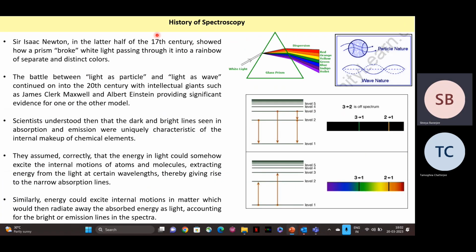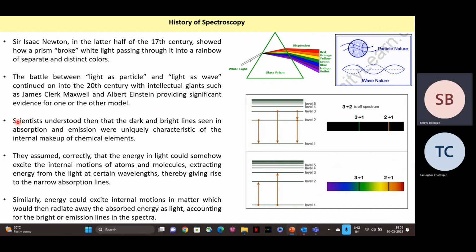So, in the history of spectroscopy, we had learned in the first class about how white light can break into its component 7 colors when passing through a prism. This was found by Isaac Newton in the latter half of the 17th century. Then Einstein had proposed the particle nature of light, and now we know that light can exist both as a wave and as a particle. And when it exists as a particle, the energy of each particle can be written as E equal to h nu. So this is the dual character of light.